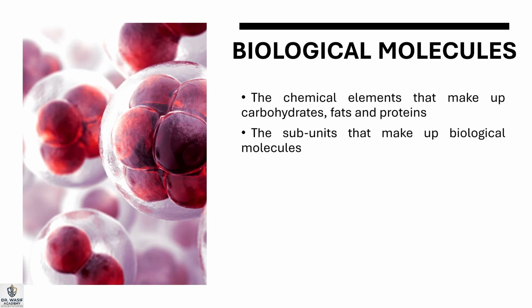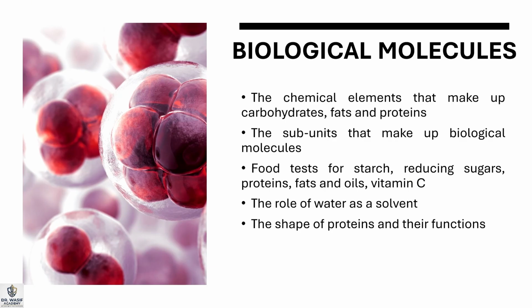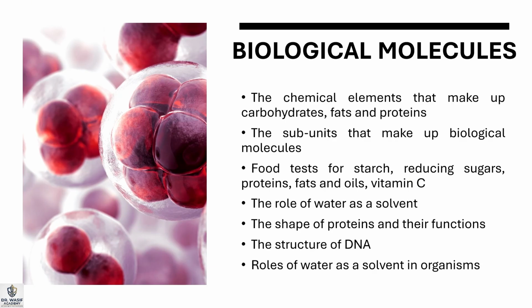These are the contents of this chapter. Have you ever thought what actually happens to the food which we eat, or why water is so vital for every living cell? In this chapter, we are going to break that down. First of all, we shall identify the chemical elements which build our carbohydrates, fats, and proteins. Then, we shall look at the smaller subunits. Think of these like Lego bricks, which snap together to make these large molecules.